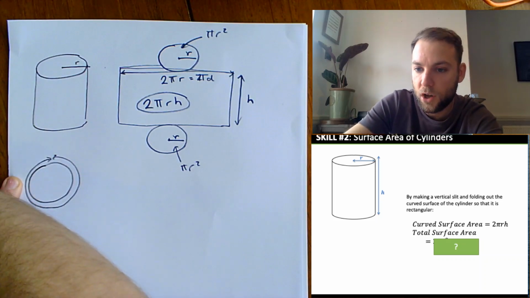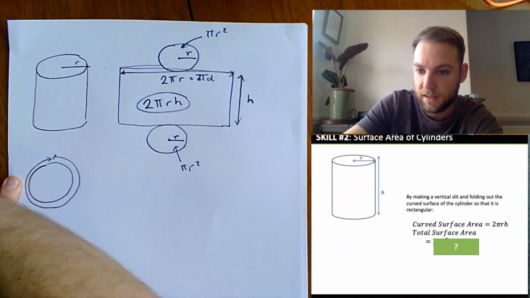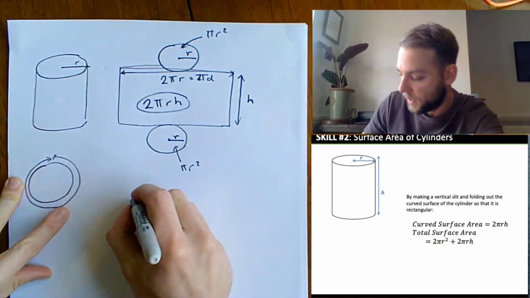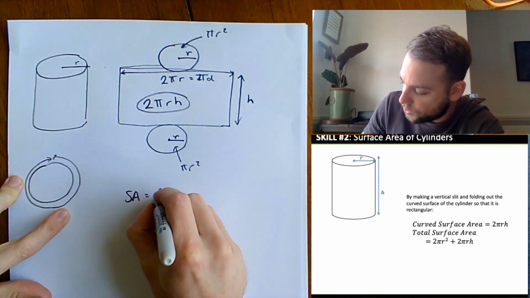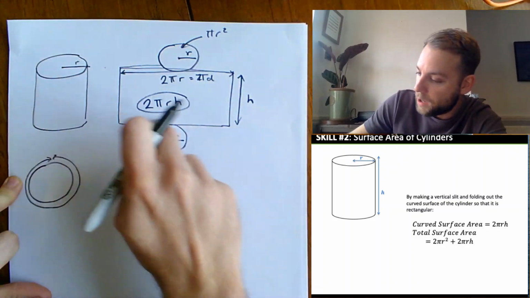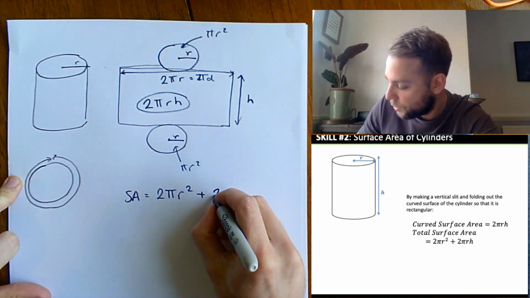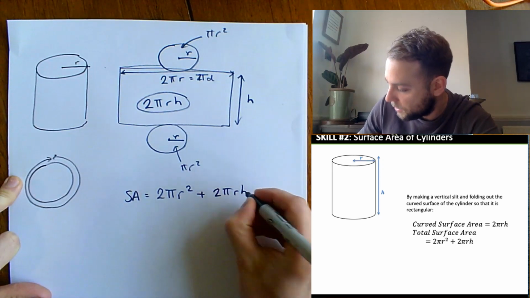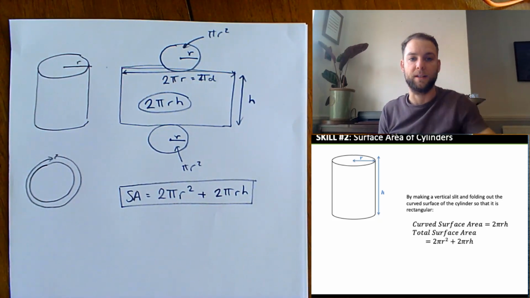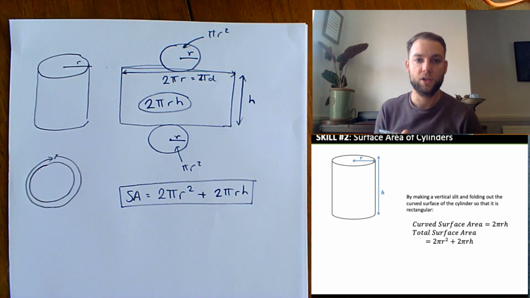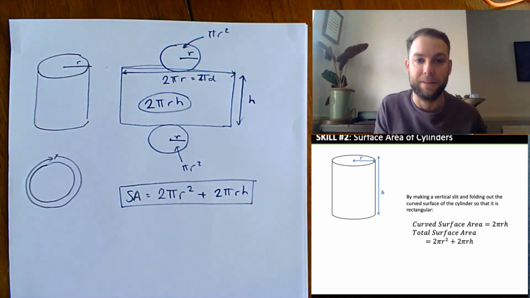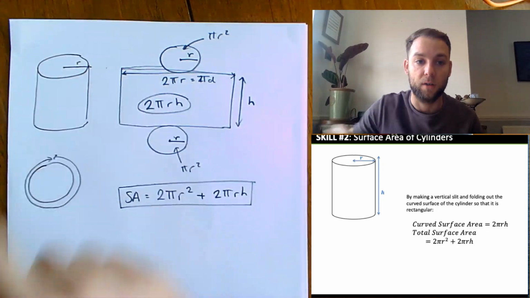So when we do the total surface area, it's the top and bottom, which is 2 lots of this. So the surface area is equal to 2 pi r squared plus the area of this rectangle, which is 2 pi r h. Now you can just substitute into that, but it is difficult to remember. So the thing we need to think about is that this length here is the same as the circumference of the circle.